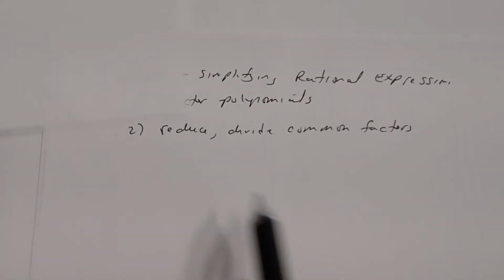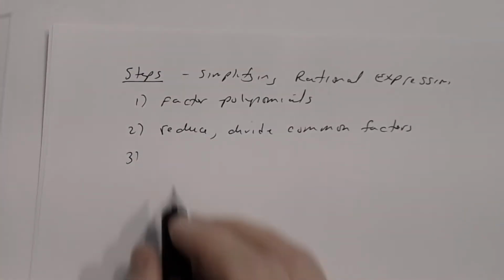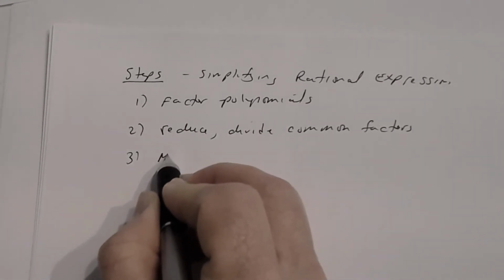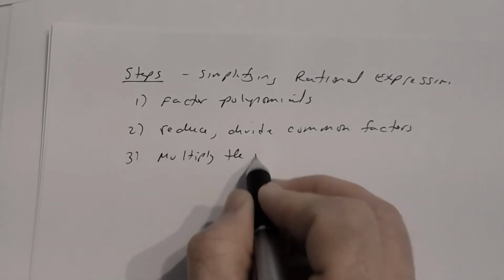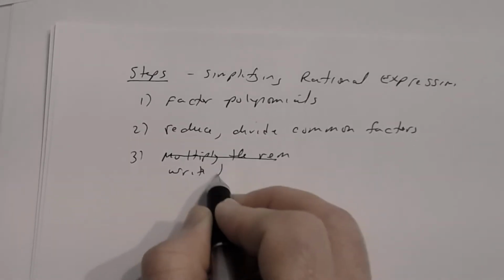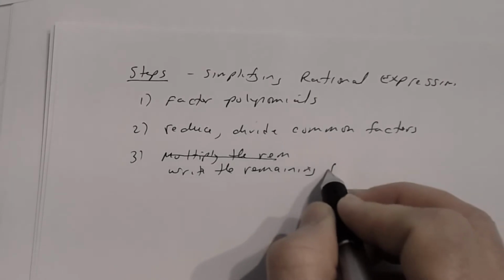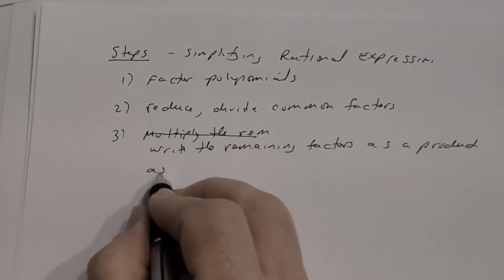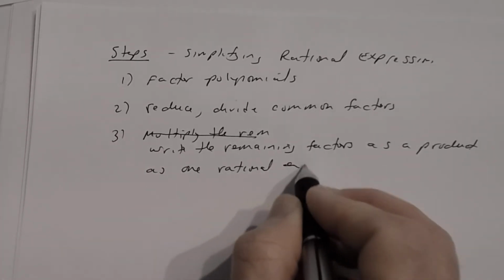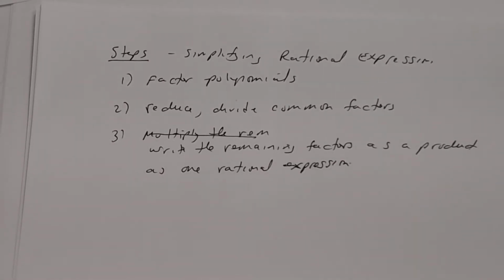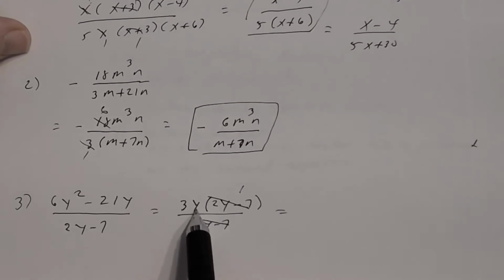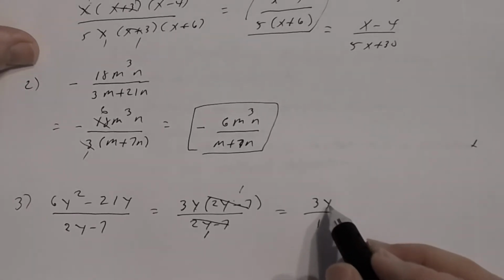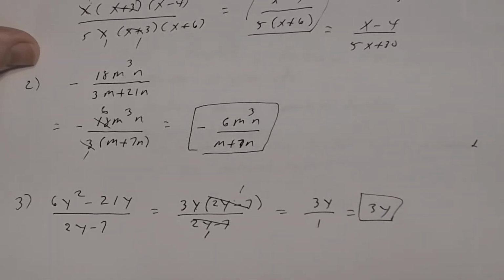And now the next thing, see how I have a bunch of products here? So the next step is to write the remaining factors as a product, as one rational expression. So in other words, you're going to say 3 times y times 1 is 3y divided by 1, right? But I need you to go further. Don't leave it like this, because we all know that 3y divided by 1 is 3y. So that's what you need to write, 3y.